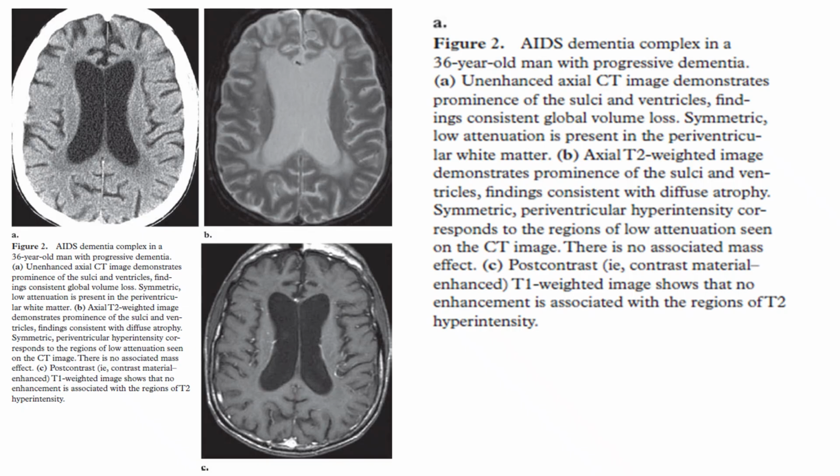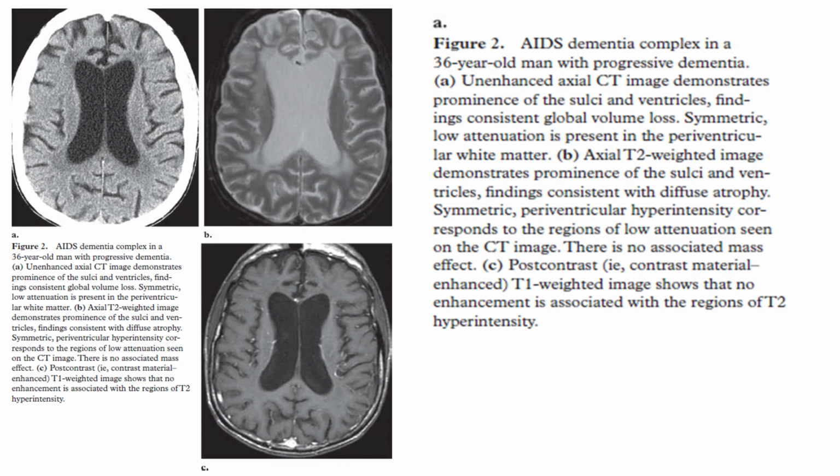In these images, we can see AIDS dementia complex in a 36-year-old man with a progressive dementia. First image is an unenhanced axial CT image demonstrating prominence of the sulci and ventricles and findings consistent with global volume loss. Symmetrical low attenuation is present at the periventricular white matter. In second image, we can see axial T2 weighted image demonstrating prominence of sulci and ventricles, finding consistent with diffuse atrophy. Symmetric periventricular hyperintensities correspond to the region of low attenuation seen on the CT image. There is no associated mass effect here.